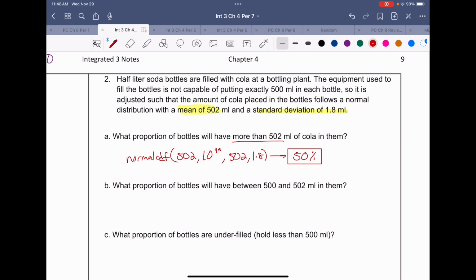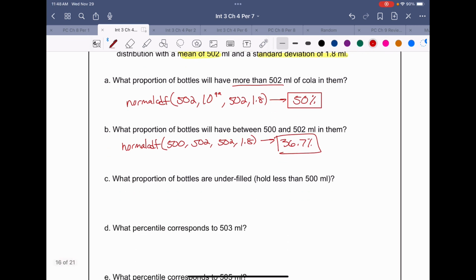Be between 500 and 502. 500 is the minimum. 502 is the maximum. The mean and standard deviation have not changed. Type it in, move the decimal twice. You should just be checking these on your own. Underfilled, less than 500. Negative infinity, negative 10 to the 99. 500.